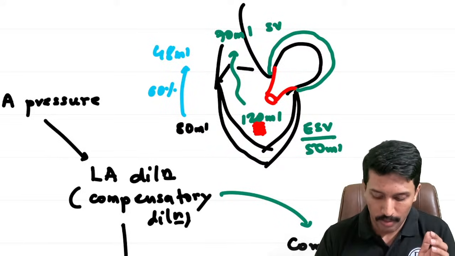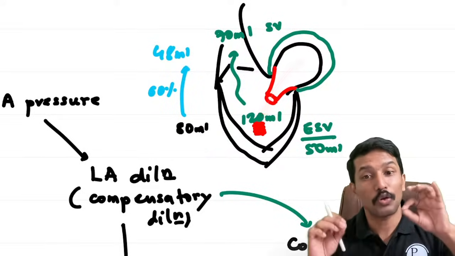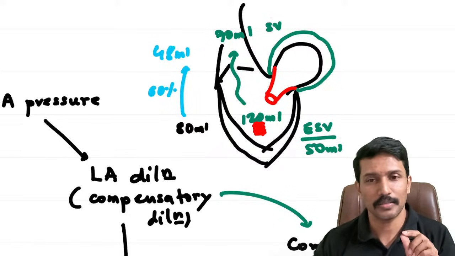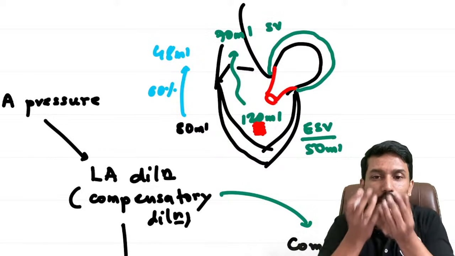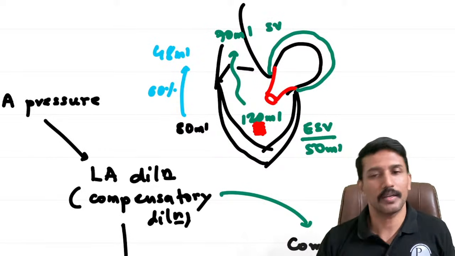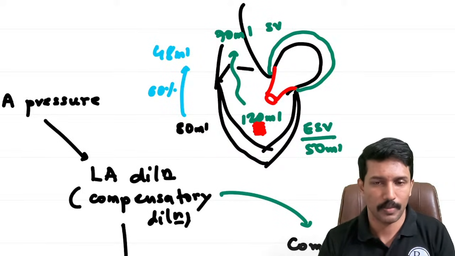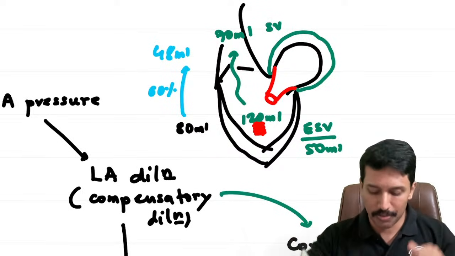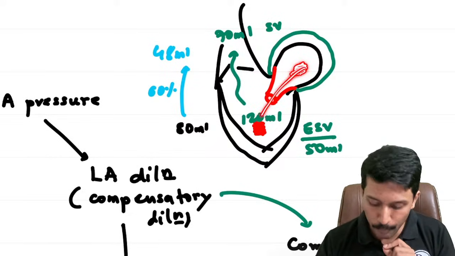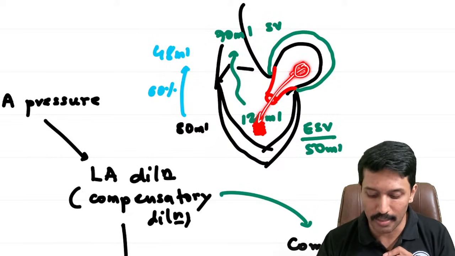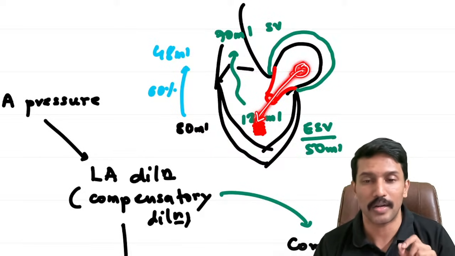So this phase where blood moved from atria to ventricle because of the pressure difference, we call it passive filling, because atria did not push the blood, ventricle lowered its pressure, and because of that it received the blood. That is passive filling. But after equalization of pressure, I may still have some amount of blood in the atria, and this has to be pushed into the ventricle.